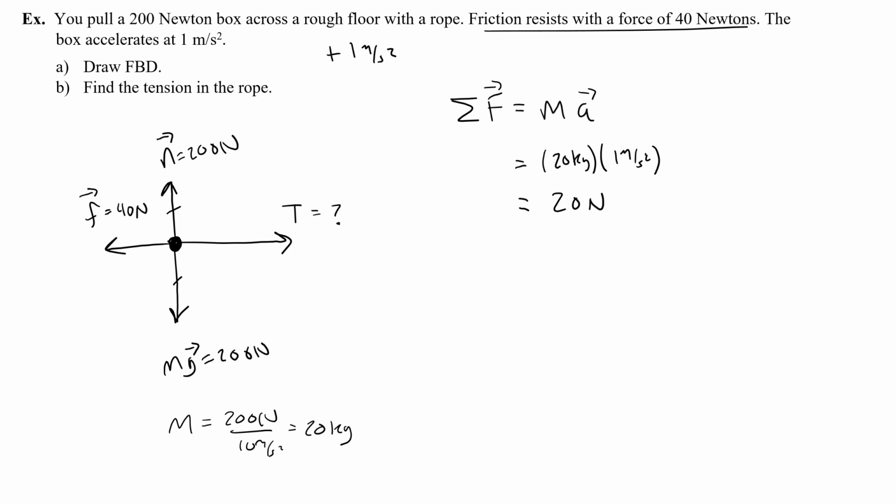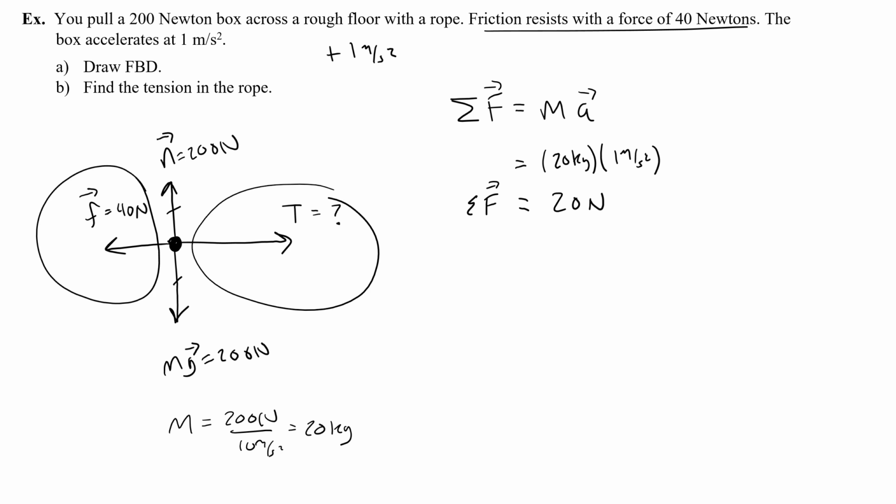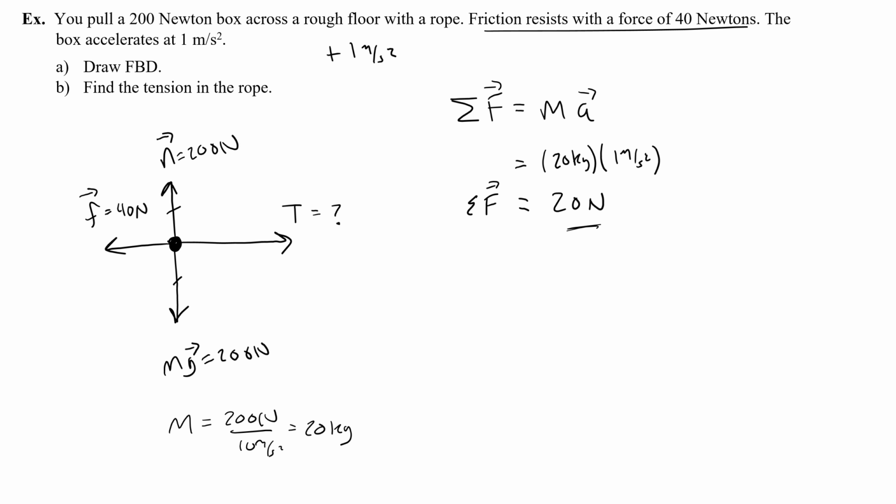Now, if the net force is 20 newtons, and friction resists with 40, then how much tension does there need to be so that I'm left with 20 after I take away 40? Well, how do we write that with an equation? We look at our free body diagram and we write a second equation for net force.